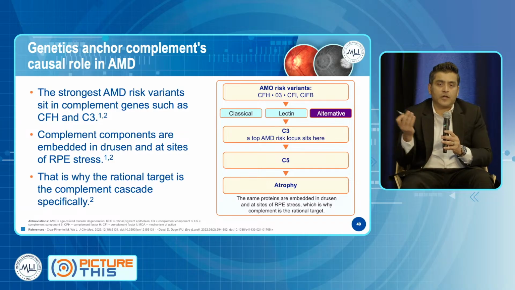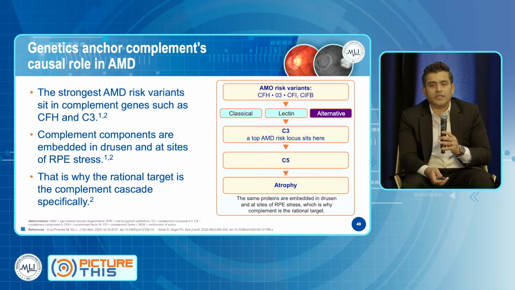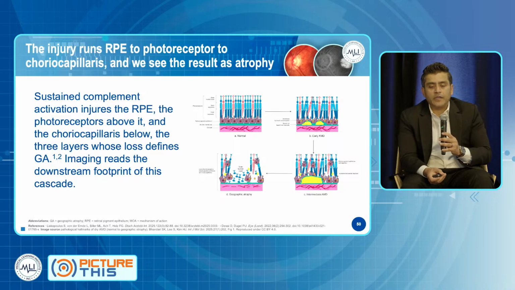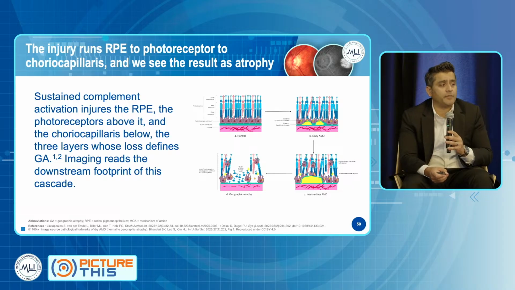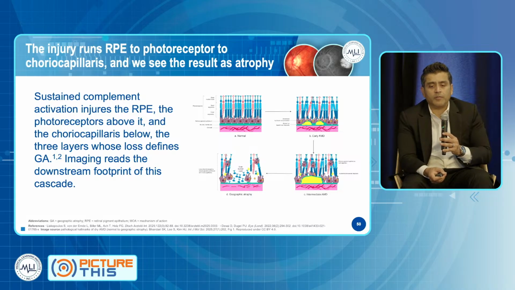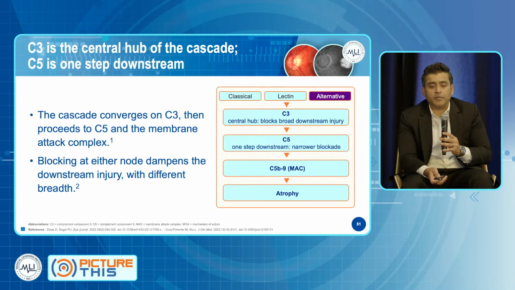So as I said, all the pathways come together at C3, then go down to C5, and then the MAC attack complex, and then atrophy. And when you look at the injury, the injury runs RPE to photoreceptor to choriocapillaris, and that's why when Glenn showed you the images, you can actually see the loss of RPE and photoreceptors and of course thinning of the choriocapillaris. There's a lot of discussion about whether dry AMD is actually a perfusion problem, but I think clearly based on the availability of treatment targeting complement, we know that the complement pathway actually plays a big role.